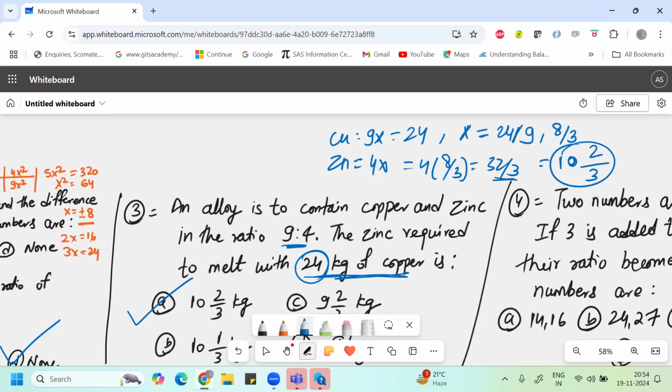Clear guys? Any doubt? You understand now? How to convert improper fraction into mixed fraction? Anyone don't know how to convert improper fraction into mixed fraction? Should I do question number three again? Is question number three clear with everyone? You want me to do it again?